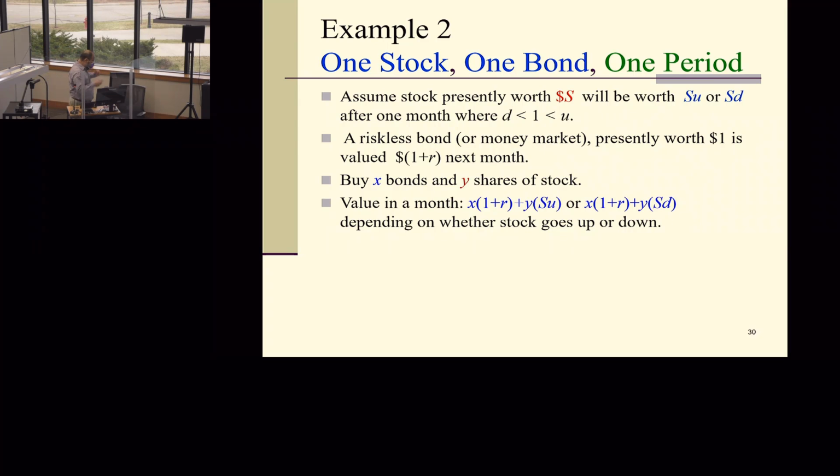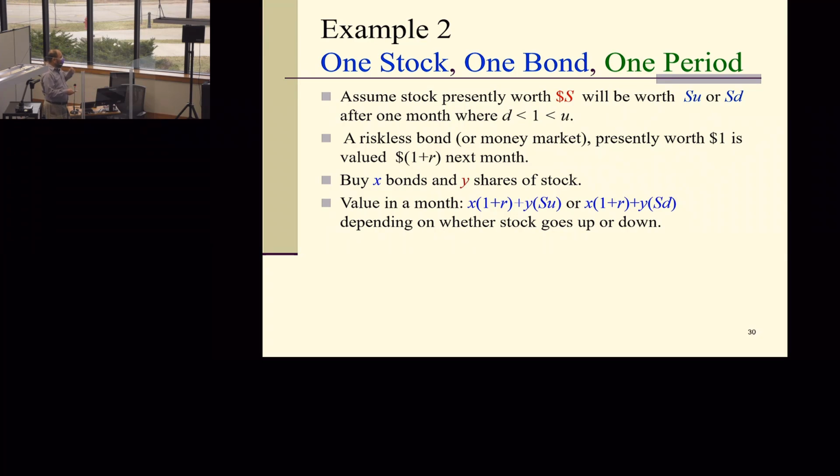And the other one is what we call a riskless bond, usually we refer to it as a money market account. It is presently worth $1. After one period, it becomes what? 1 plus R dollars after 1 month or 1 year, and so on and so forth, based on what kind of interest you are using. Understand what I'm trying to say? All right.